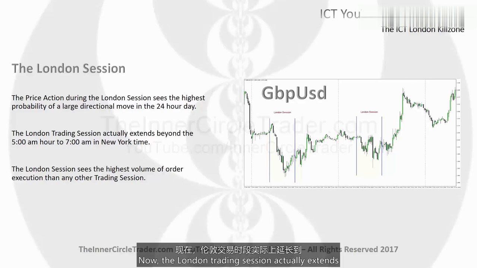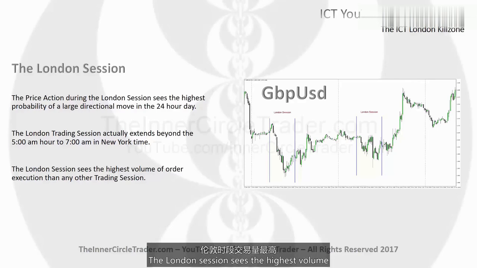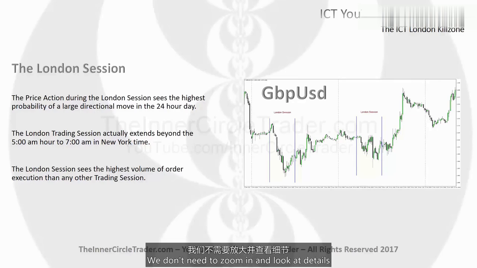Now, the London trading session actually extends beyond the 5 a.m. hour to 7 a.m. New York time. The London session sees the highest volume of order execution of any other trading session. If we look at the little chart to the right, and again, all I'm trying to do is show the profile itself. We don't need to zoom in and look at details of wicks and candle bodies.